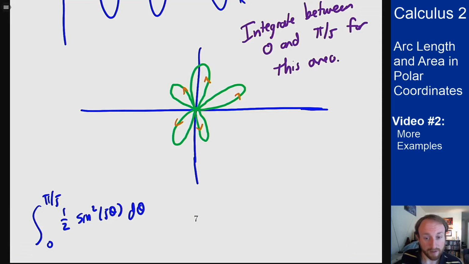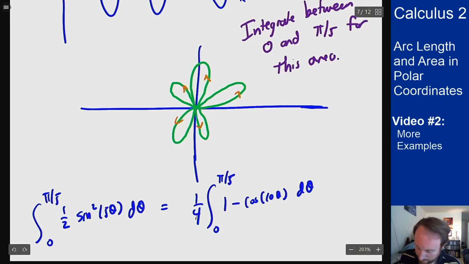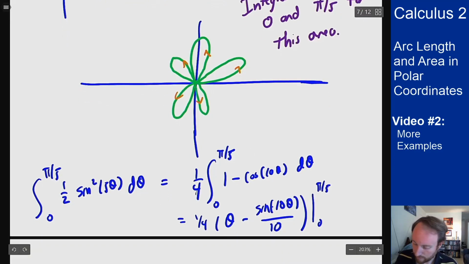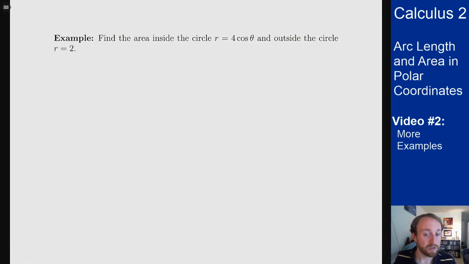I can use my half angle formula to rewrite this again. This becomes a 1/4 integral from 0 to pi over 5 of 1 minus cosine of 10 theta d theta. I can integrate that out. 1/4 theta minus sine of 10 theta over 10 from 0 to pi over 5. If I plug in either 0 or pi over 5 to sine of 10 theta, I get 0. The only thing that comes out of this is just pi over 5 times 1/4, which is pi over 20. Another area that'd be hard to figure out in Cartesian, but works out pretty easily here in polar coordinates. We can also do things like area between two curves in polar coordinates as well.